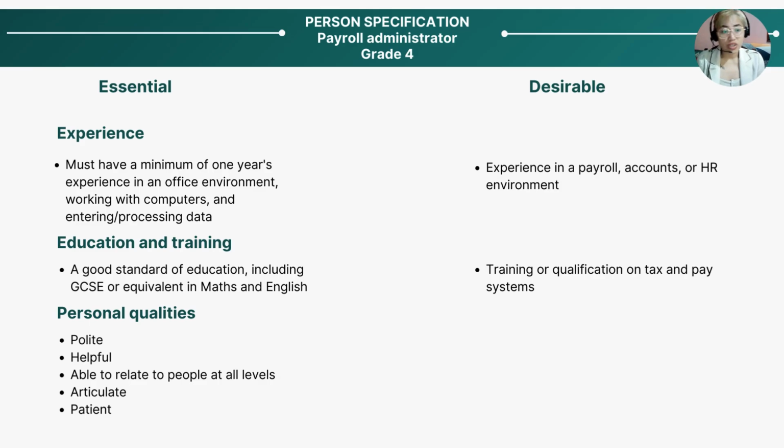For education and training, a good standard of education, including GCSE or equivalent in maths and English. For desirable, it's training and qualification on tax systems. And for personal qualities, we have polite, helpful, able to relate to people at all levels, articulate, and also patient.